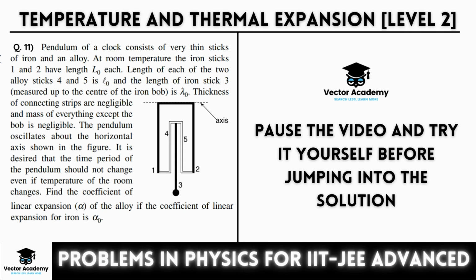The pendulum oscillates about the horizontal axis shown in the figure. It is desired that the time period of the pendulum should not change even if temperature of the room changes. Find the coefficient of linear expansion alpha of the alloy if the coefficient of linear expansion for iron is alpha 0.